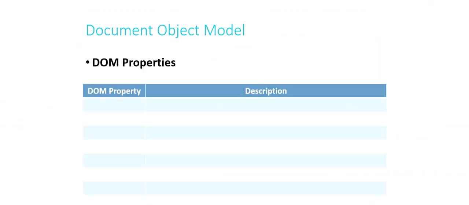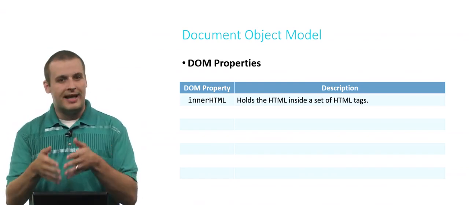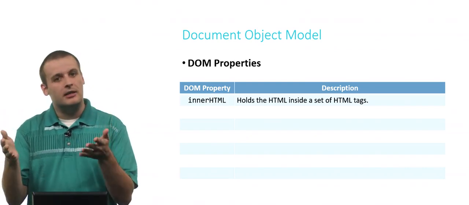So again, the document object, as you could see when we were just looking at it in the console, is pretty big. There's a lot of stuff in there. We're not going to cover all of it because not all of it is going to be necessary as you get started working with it. But I want to cover a couple of the big properties that you might use when working with the document object, as well as a couple of the methods in just a moment. One of them, for example, is innerHTML, which holds the HTML inside of a set of tags. So for example, the innerHTML of the title tag would be hello world, or whatever my actual title of my page is.